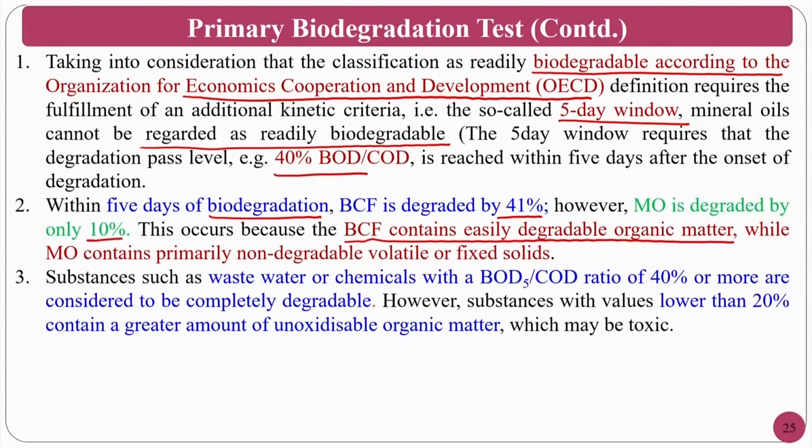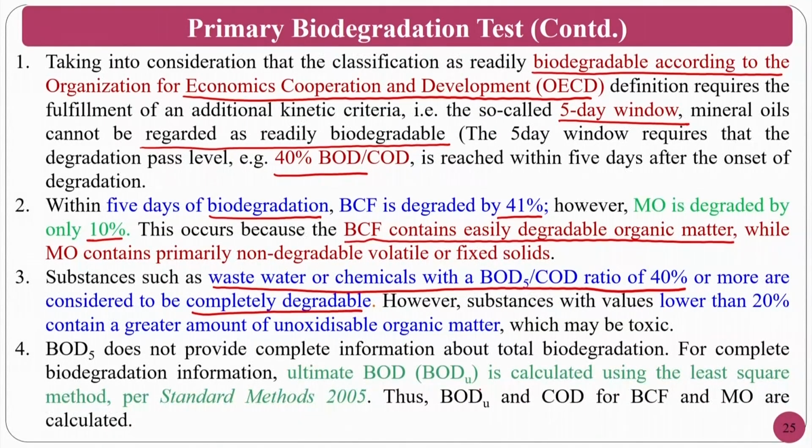Okay. Substances such as wastewater or chemicals with a BOD5 ratio above 40% are considered to be completely degradable. As I said, if it is lower than 20%, it is non-oxidizable or non-biodegradable. BOD5 does not provide you complete information. It is a preliminary experimentation. Assume that it is giving 41%.